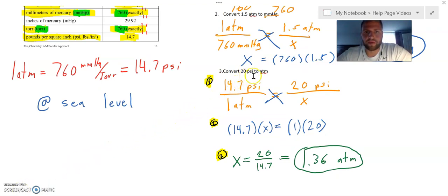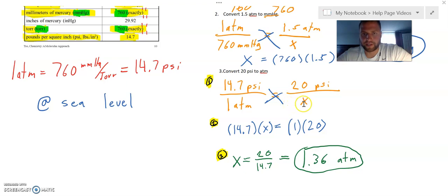So convert 20 psi to ATMs. So I need to check that relationship first. 1 ATM is equal to 14.7 psi. I put 14.7 in the numerator, 1 ATM in the denominator. I set this equal to 20 psi. Remember, the units across have to stay the same. I'll be solving for ATMs in the bottom here, and I put an X because that's what I want to convert to.